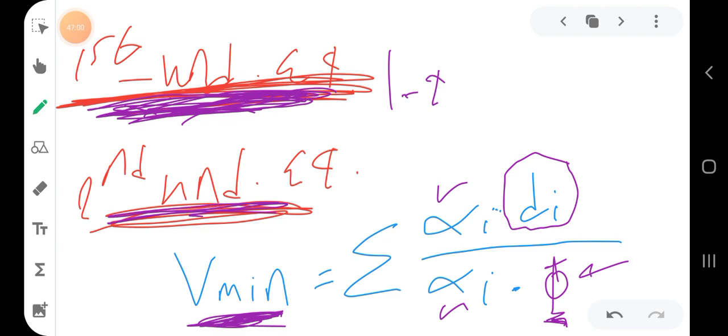1 minus q is equal to the summation again of alpha I. Again, this I is for the summation, it is not for the light key. Alpha I Zi over alpha I minus phi.